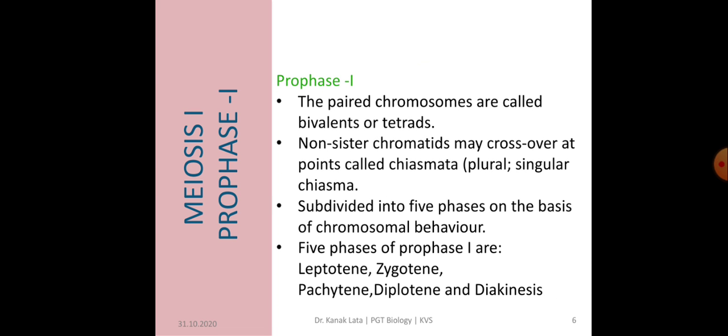In prophase 1, the paired chromosomes are called bivalents or tetrads. Non-sister chromatids may cross over at points called chiasmata. Prophase 1 is again subdivided into 5 substages on the basis of chromosomal behavior. These 5 substages are leptotene or leptonema, zygotene or zygonema, pachytene or pachynema, diplotene or diplonema and diakinesis.